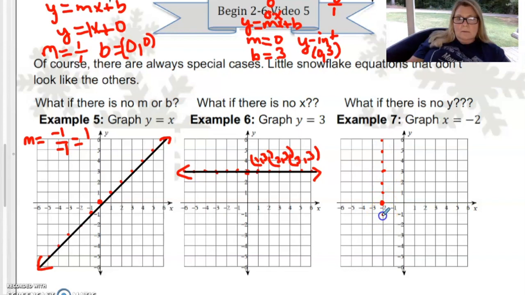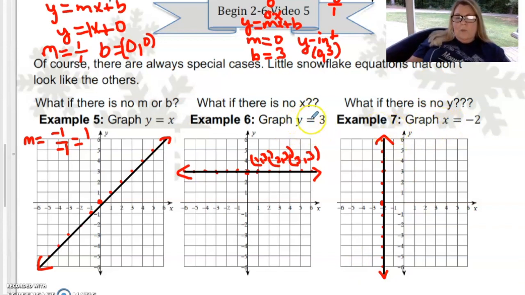Okay. So I'll put my dots in there, going in both directions. This vertical line has an undefined slope. So we're going to pick up our ruler, connect the dots to make our vertical line, put our arrows on there. And we have a vertical line.